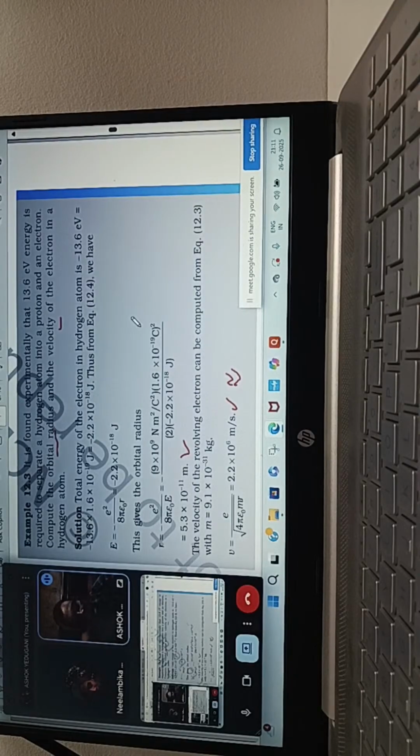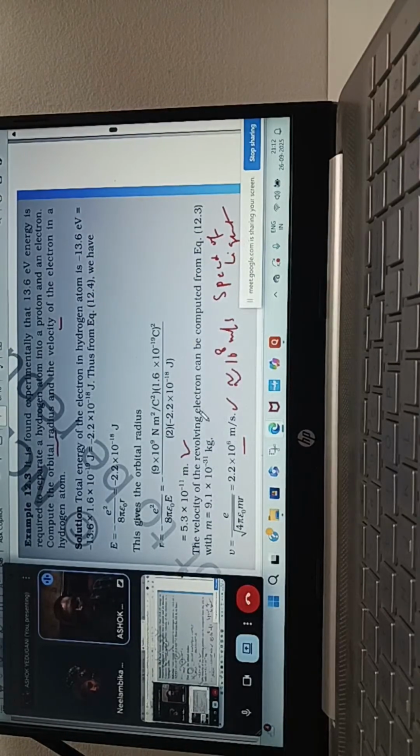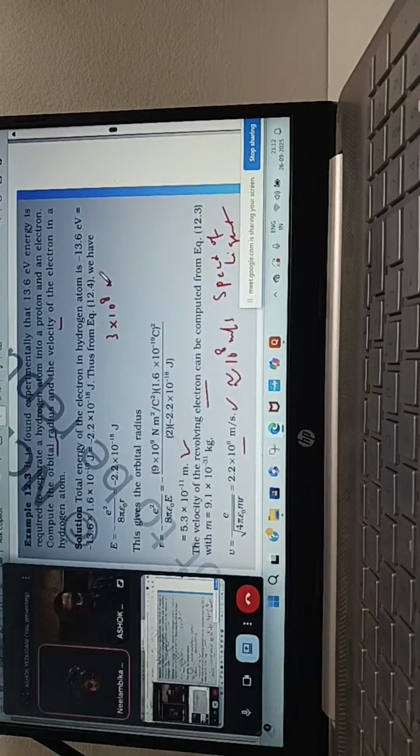What is speed of light? Which is approximately equal to 10 to the power of 8 meters per second. This is the speed of light. Correct. 10 to the power of 6 is the speed of electron around the atom. And what is speed of light? It is 3 into 10 to the power of 8 meter per second.